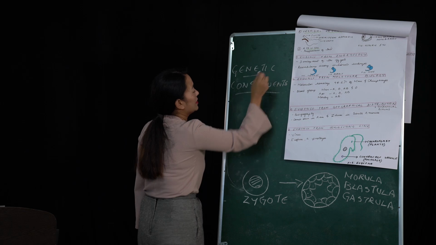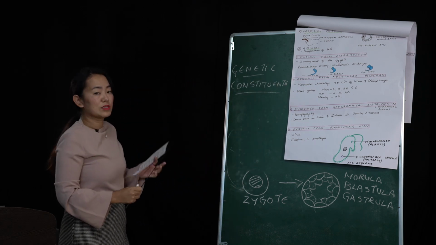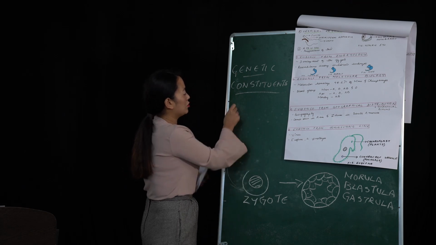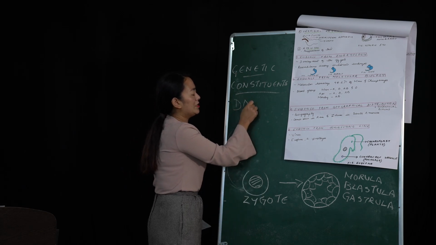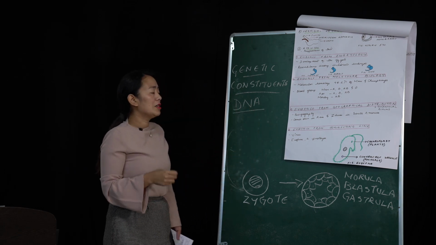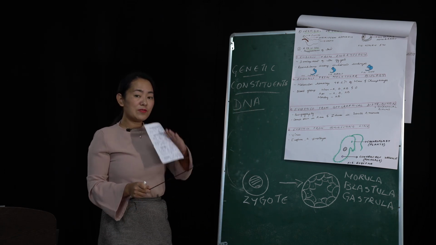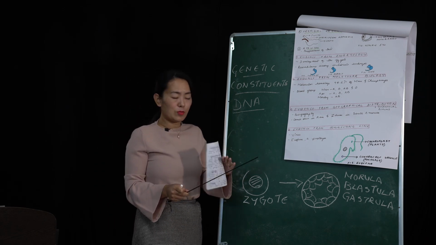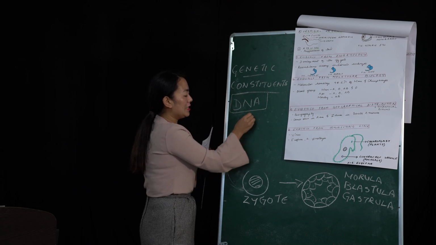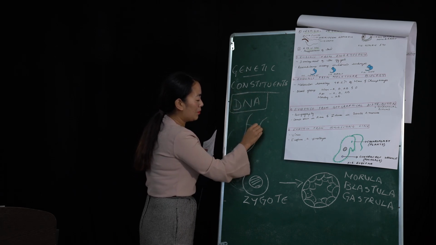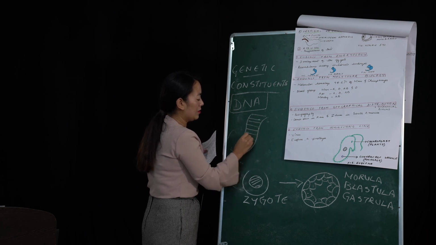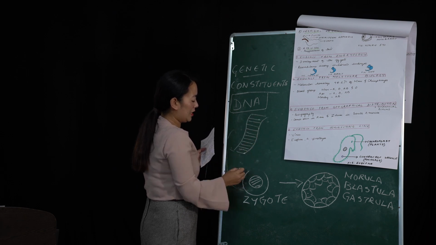So what is the first thing that comes to your mind when you talk about genetic constituents? The first thing that should come to your mind is DNA, right? Basically, a living organism has a specific set of genetic compositions, which comes under the DNA. The DNA has the bases arranged together. So what are the bases of DNA?